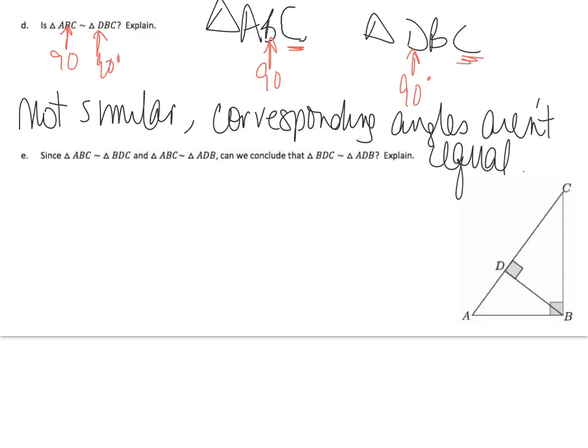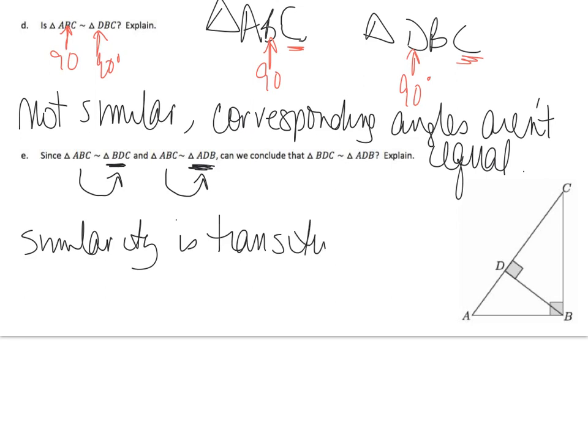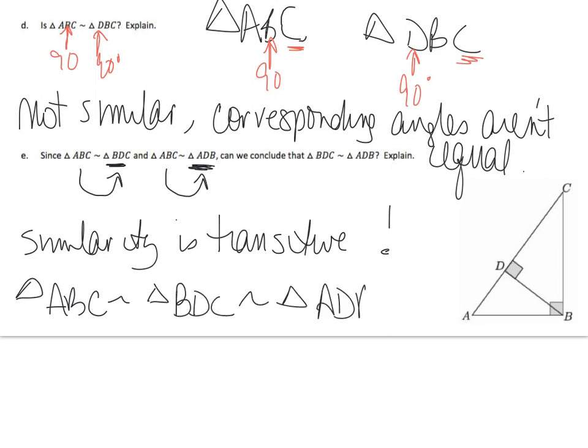Bummer. Okay, since triangle ABC and triangle BDC and triangle ABC and triangle ADB are all similar, can we conclude that triangle BDC is similar to ADB? So we have ABC similar to DBC, ABC similar to ADB, and so can we conclude that those are similar? Yeah, we can. Similarity is transitive. So those being similar to the same triangle says that they are similar to each other. So we can say triangle ABC is similar to triangle BDC is similar to triangle ADB. Very cool.